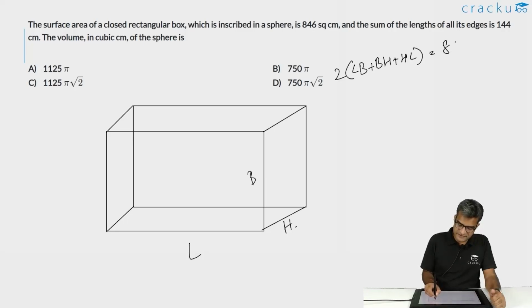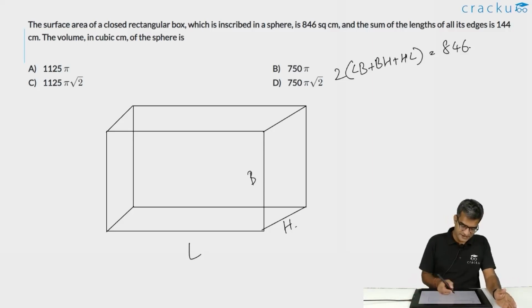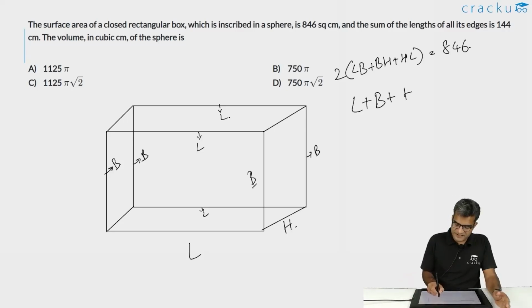This is 846. Similarly, the sum of the lengths of all the edges is 144 centimeters. There are 12 edges, so you will have length which comes 4 times. This is L, this is L, this is L, and this is L. Similarly, breadth also comes 4 times. This is breadth, this also is breadth, this is also breadth, and this also is breadth. Similarly, height also comes 4 times. So basically, L plus B plus H will be 144 divided by 4, which is 36.